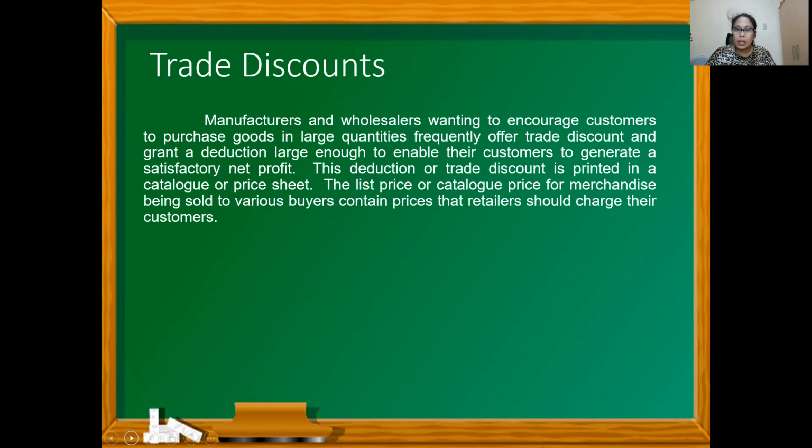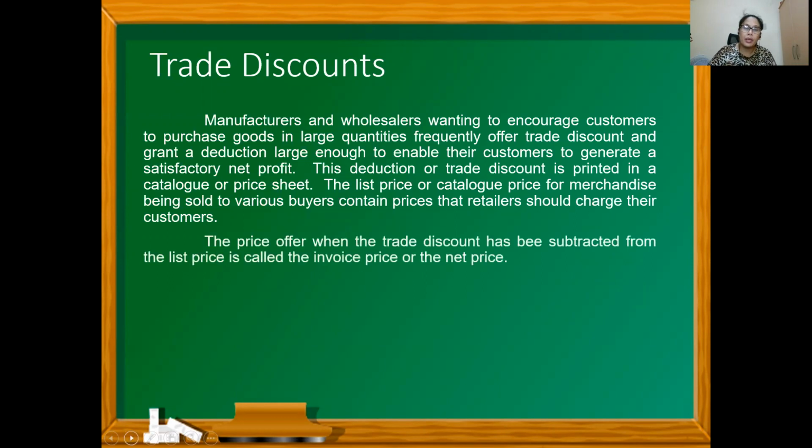Now, the deduction or trade discount is printed in a catalog or price sheet in a different color, for example, in red or in yellow, to specify that there is a markdown on that item. The list price, also known as catalog price, for merchandise being sold to various buyers contains prices that retailers should charge their customers. So knowledge on trade discount is necessary, not just as an entrepreneur, but also as an intelligent customer or buyer.